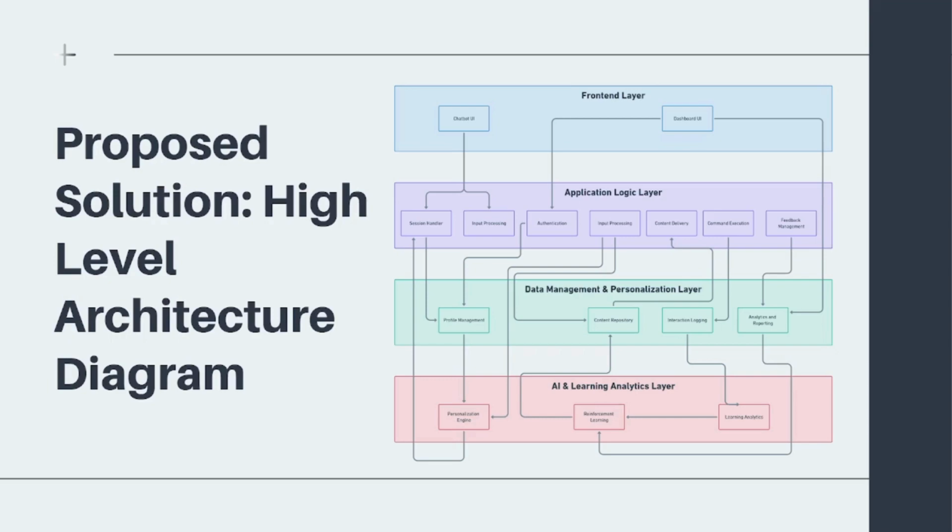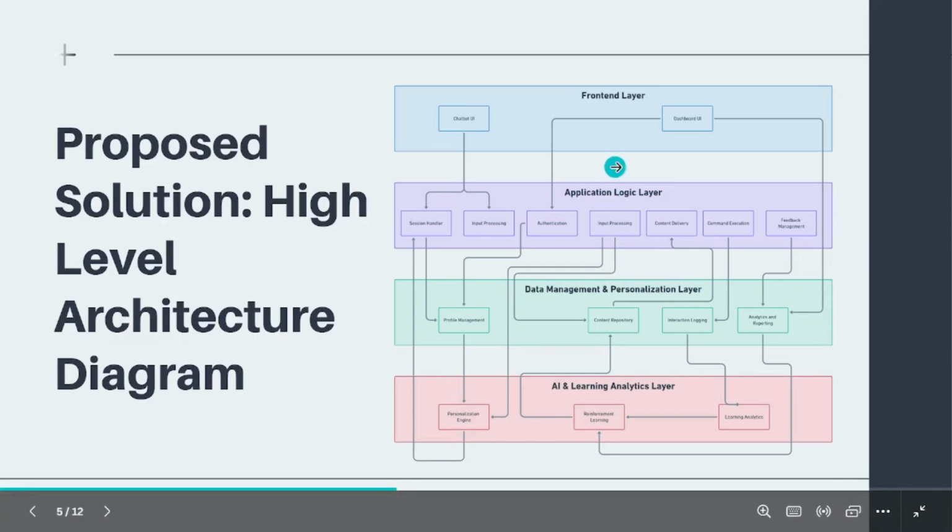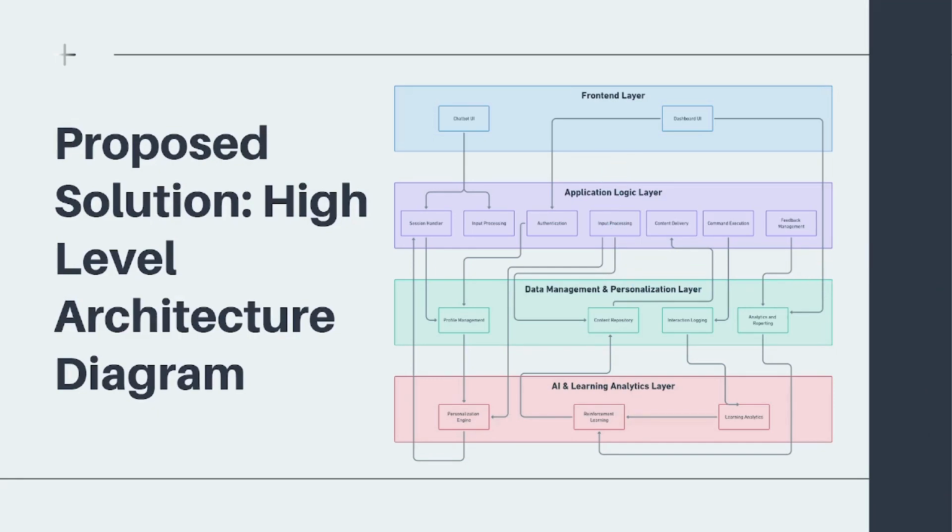So this is the high level architecture of the proposed solution. So it's an entire high level architecture diagram. So in the front end you have the chatbot UI and the dashboard UI, which is the client facing, and under that there is the application, data management, and AI and learning analytics layer. So obviously, the chatbot is what's interacting with the students.